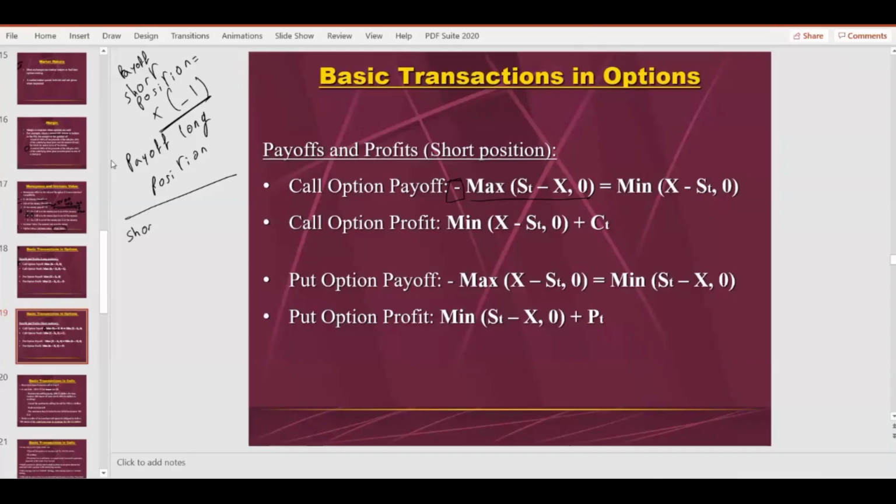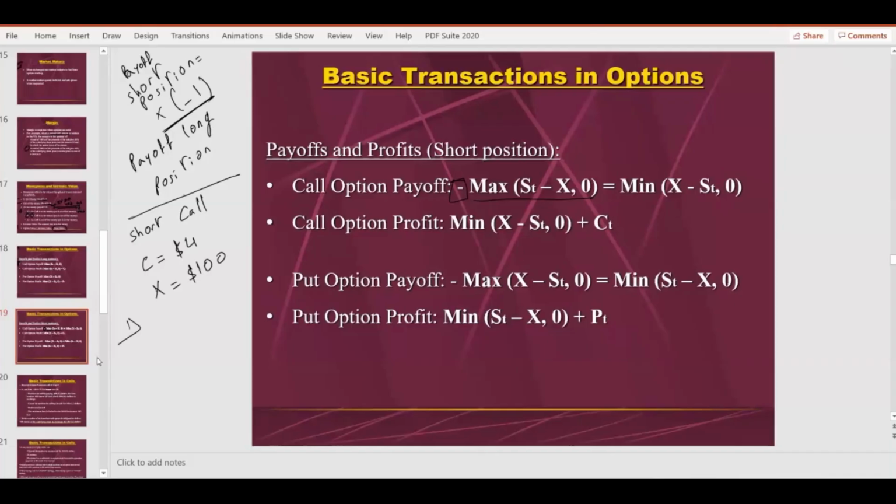So here we have a short call. Let's say that C is equal to $4. Let's say that X equals 100. And here I will take two different scenarios. The first scenario is that S is equal to 103. The second scenario, S equals, let's say, $95. So let's see what's the payoff and the profit for the party with the short position under each scenario.